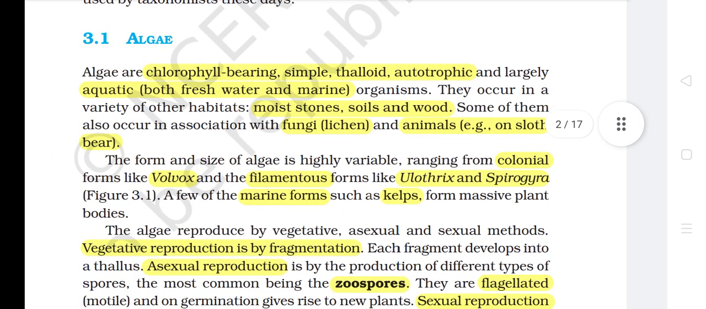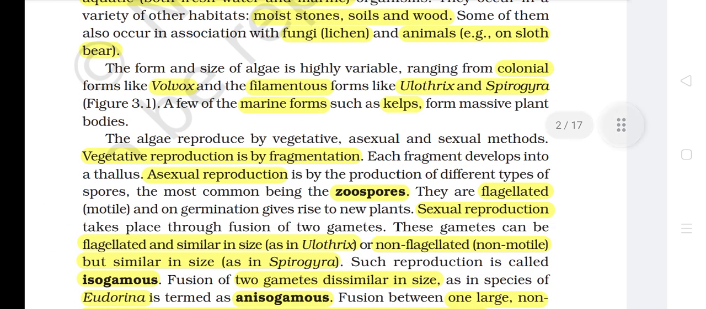3.1 Algae. Algae are chlorophyll-bearing, simple, thalloid, autotrophic, and largely aquatic, both freshwater and marine organisms. They occur in a variety of other habitats: moist stones, soils, and wood. Some of them also occur in association with fungi, lichen, and animals, for example on sloth bear. The form and size of algae is highly variable, ranging from colonial forms like Volvox and the filamentous forms like Ulothrix and Spirogyra. A few of the marine forms such as kelps form massive plant bodies.